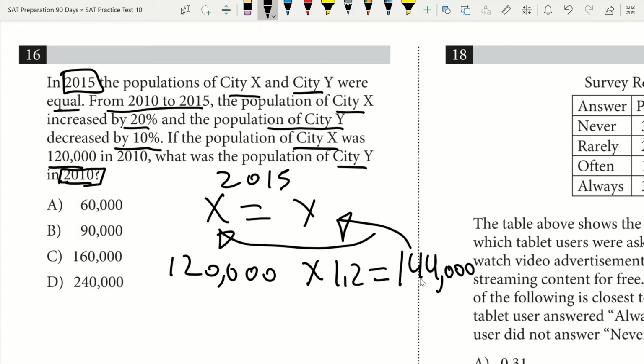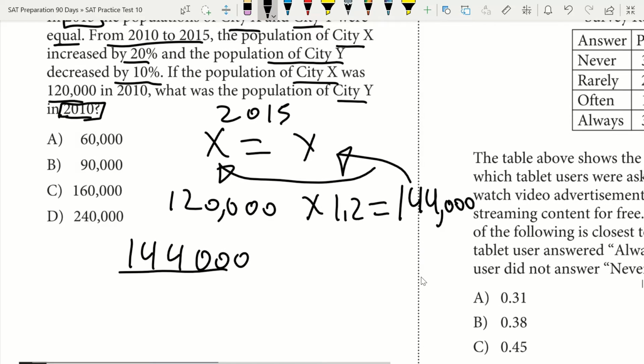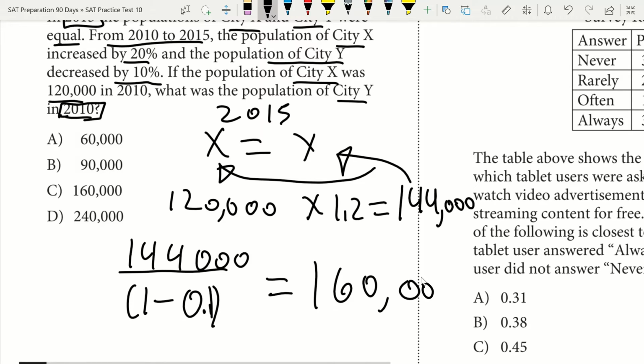To solve for the 2010 value, we need to take this 144,000 and divide it by 0.9. Why 0.9? Because we have to divide by 1 minus the 0.1, or 10%, that it dropped over that period. When we plug that into our calculator, dividing by 0.9, we get 160,000 as our answer. So our answer there is going to be C.